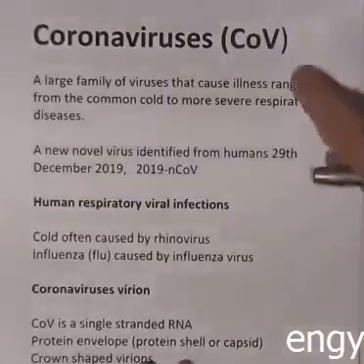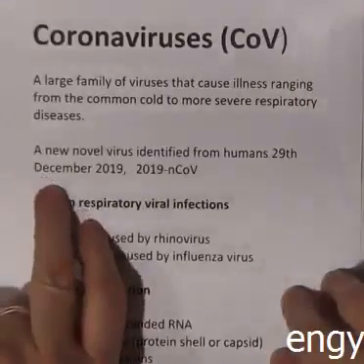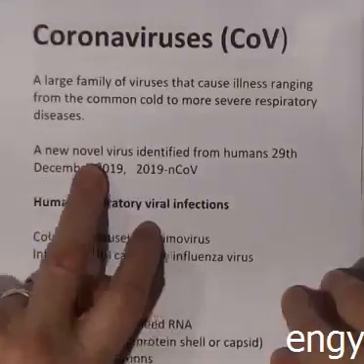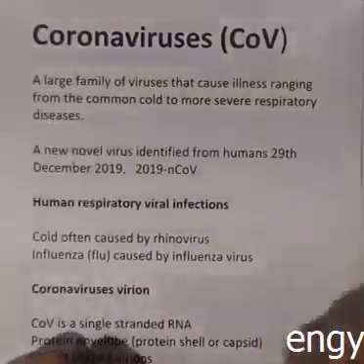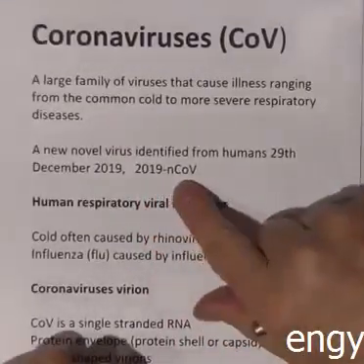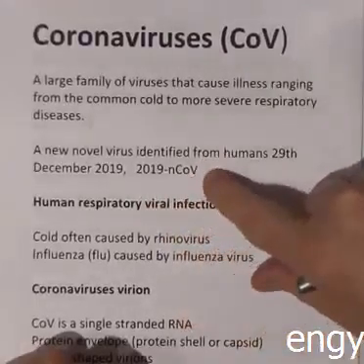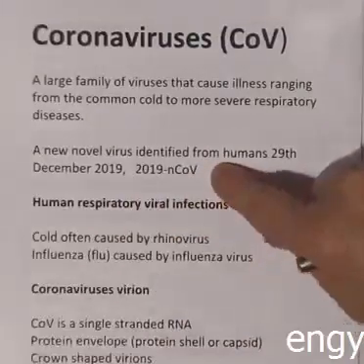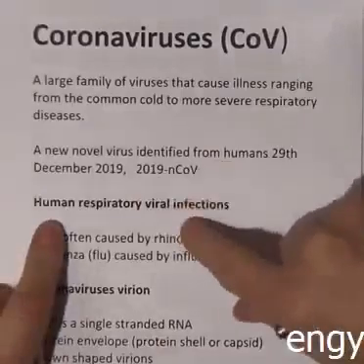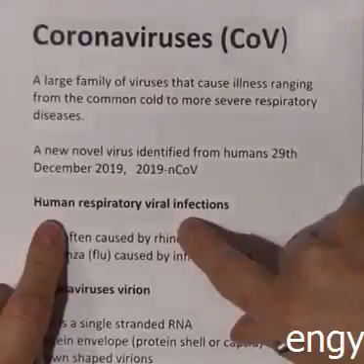Now, we've known about quite a few coronaviruses for a while. But a new coronavirus was identified in humans on the 29th of December 2019. And it was a novel virus. It's new, it hasn't been seen before. So for that reason, this virus was assigned this name, 2019 novel coronavirus. So 2019 nCoV. That's what it means. The novel coronavirus discovered in 2019. And what it does is it causes human respiratory viral infections. So we're talking about infections of the respiratory system.